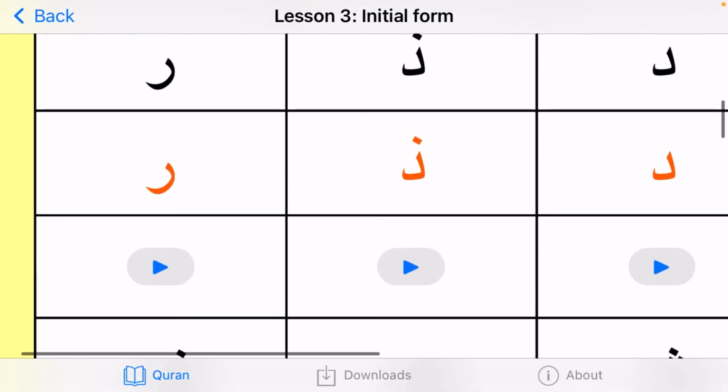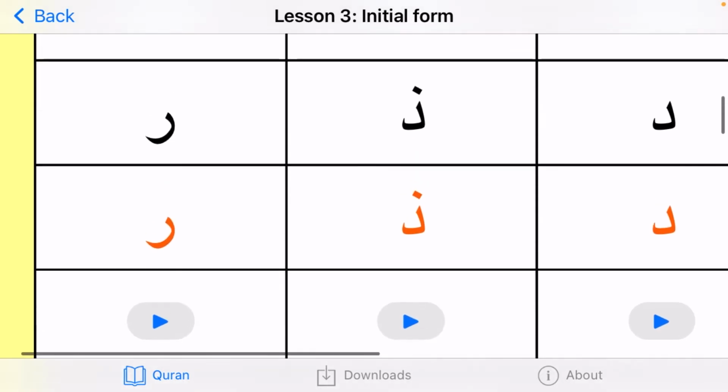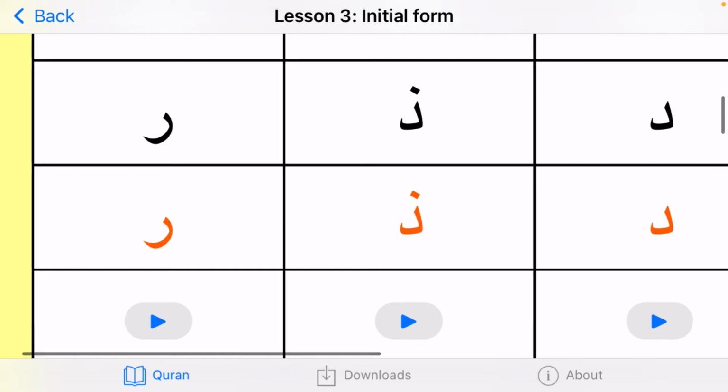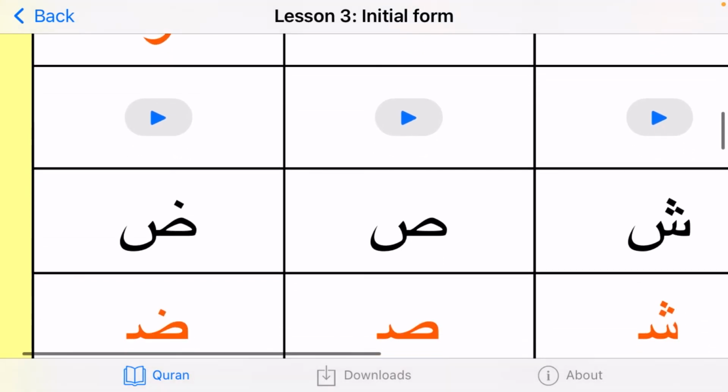The za is the same as well. So dal, zal, ra, none of them are connected after. After the letter, there's no connection between that zal, dal, and ra, and za to the next letter. That will be explained further in future episodes, inshallah ta'ala. But these letters look the same no matter where they are in the word. That is helpful.